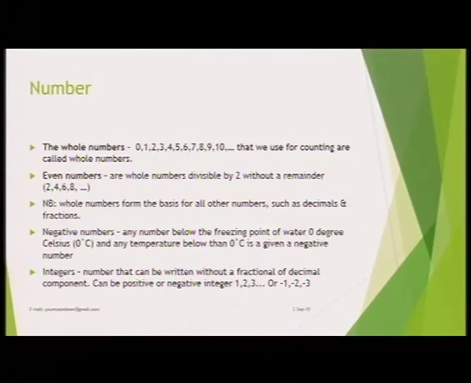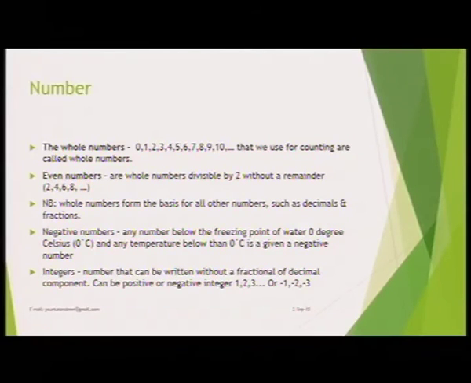Even numbers. The even numbers are whole numbers divisible by 2 without a remainder. Take note of this. All numbers that you can divide by 2 without a remainder are even numbers. An example here, we have 2, 4, 6, and 8. These are the even numbers. And take note that the whole numbers form the basis of all other numbers, such as decimals and fractions.